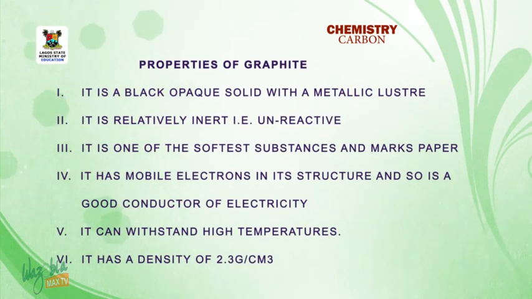Properties of graphite. Number one, it is a black opaque solid with a metallic luster. Two, it is relatively inert, that is, it is unreactive. Three, it is one of the softest substances and marks paper. Number four, it has mobile electrons in its structure and so is a good conductor of electricity. Five, it can withstand high temperature. And six, it has a density of 2.3 grams per cm cubed.